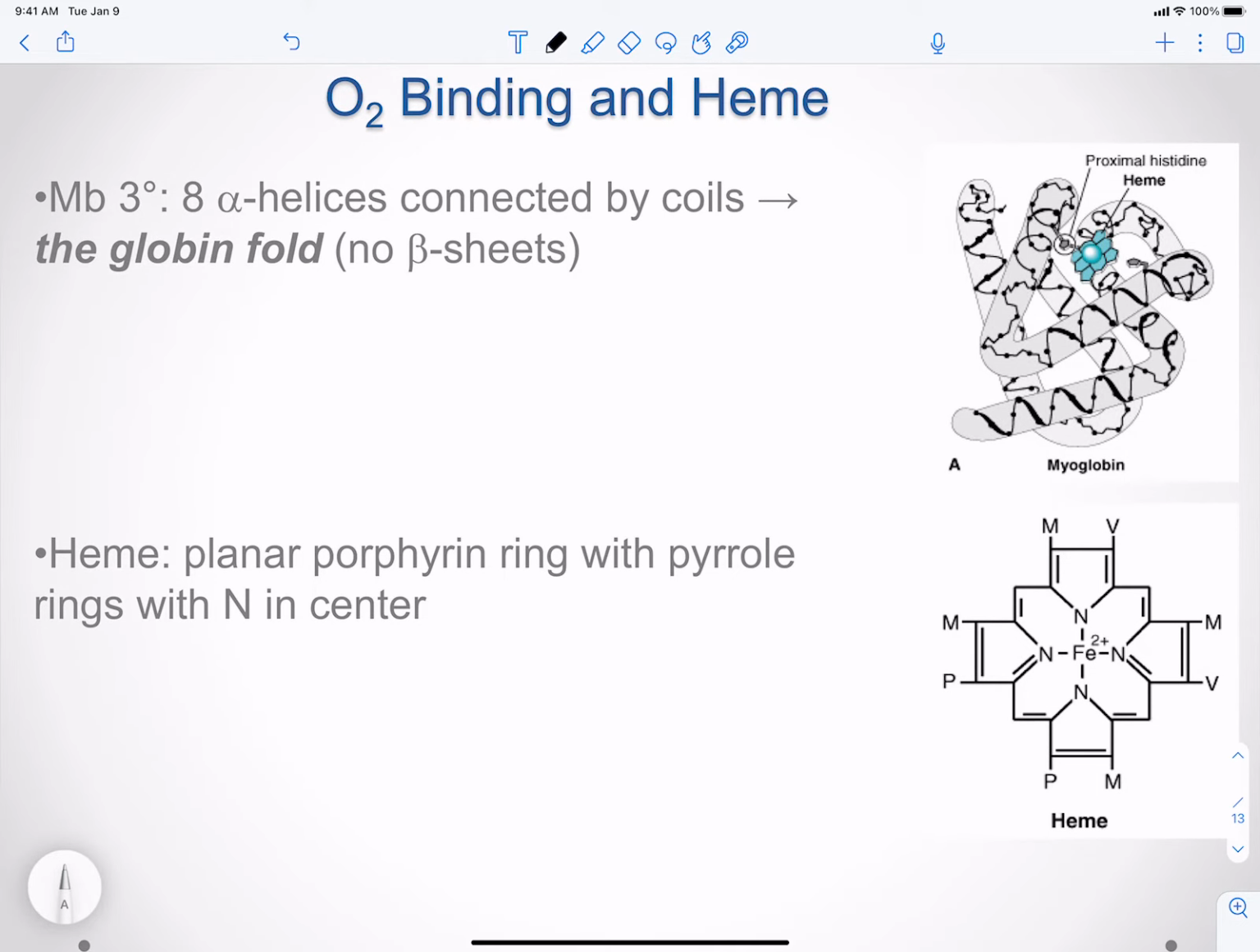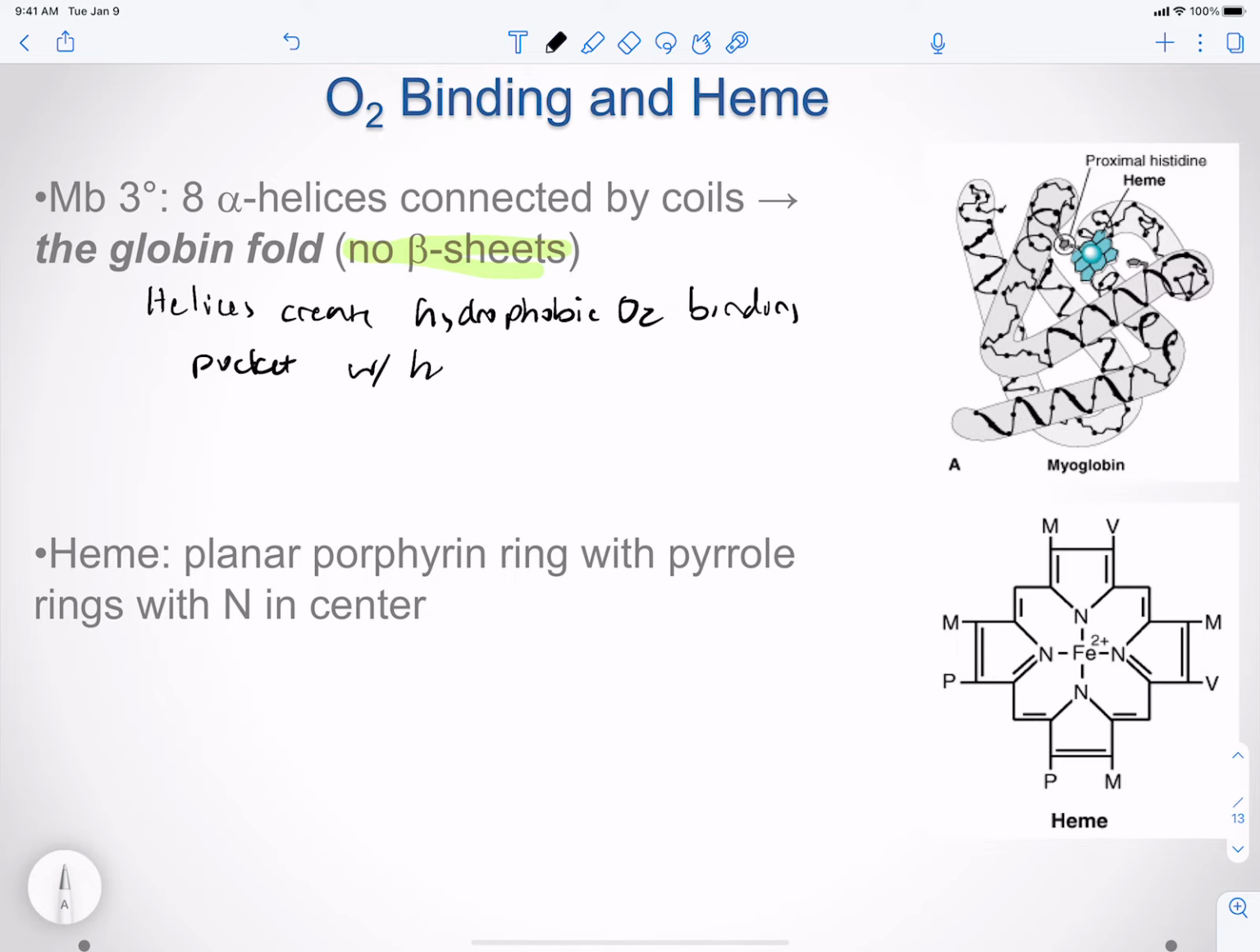So for oxygen binding, myoglobin's tertiary structure has 8 alpha helixes that are connected by coils, and this is referred to as the globin fold. So it has no beta sheets in the myoglobin. The helixes are going to create hydrophobic oxygen binding pockets within the heme center. The heme is what we call a planar porphyrin ring.